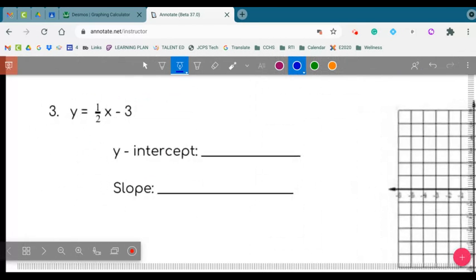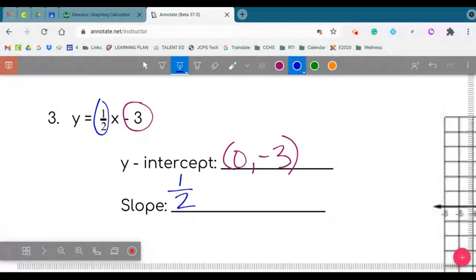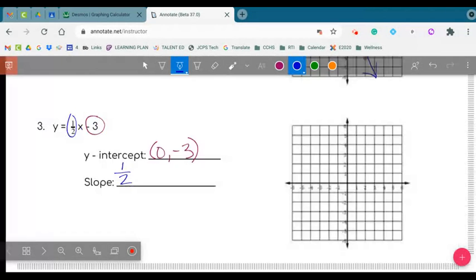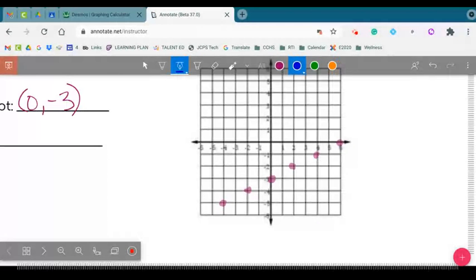Next one, I have y equals 1/2 x minus 3. So my y-intercept is 0, negative 3, and then my slope is 1/2. So that means I rise 1 and I run 2. So let's start at negative 3. I'm going to rise 1, run 2. Rise 1, run 2. And then you can again go in the opposite direction, so go down 1 and then over to the left 2. And that is my line.